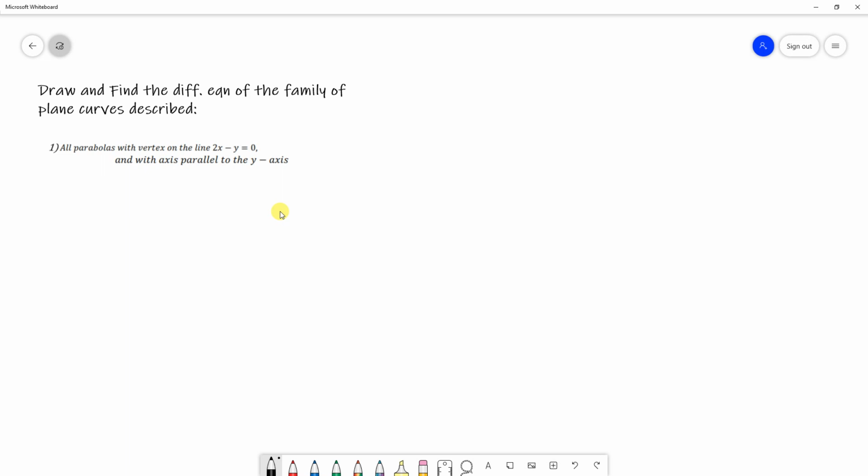Okay? So, going back to the examples. So, find or draw and find the differential equation of the family of plane curves described. So, number one problem, okay, differential equation of all parabolas with vertex on the line 2x minus y equals to 0 and with the axis parallel to the y-axis.